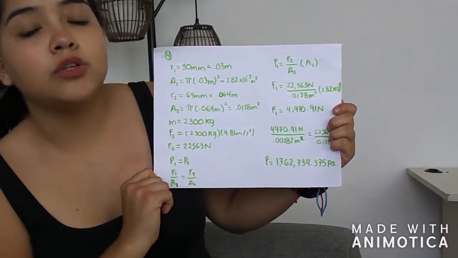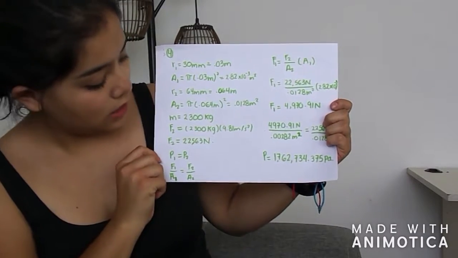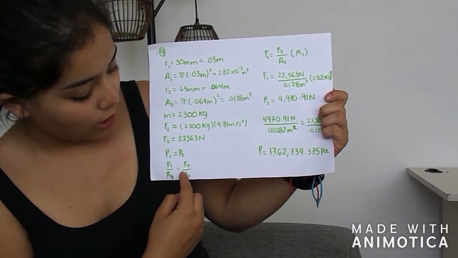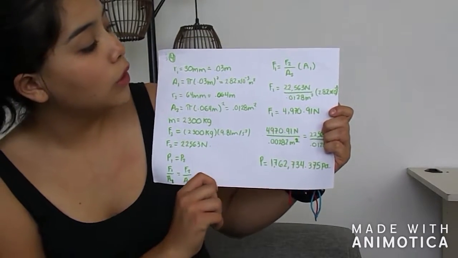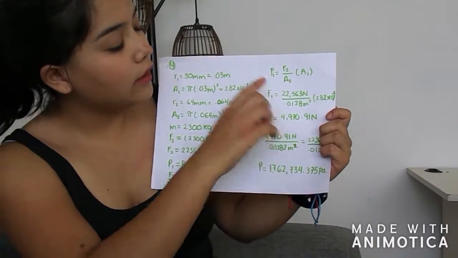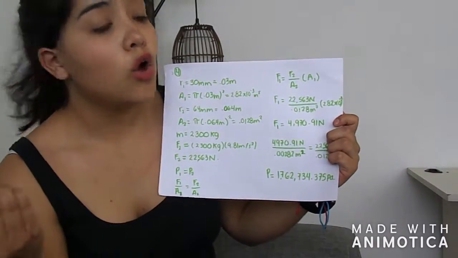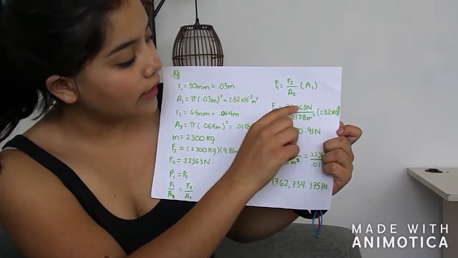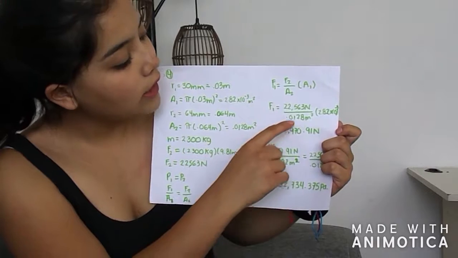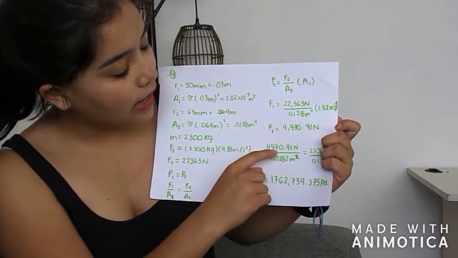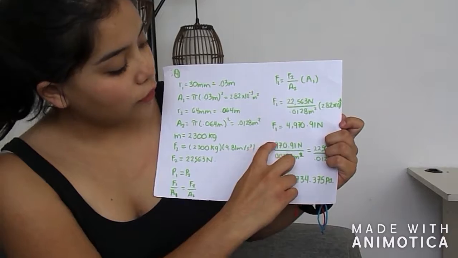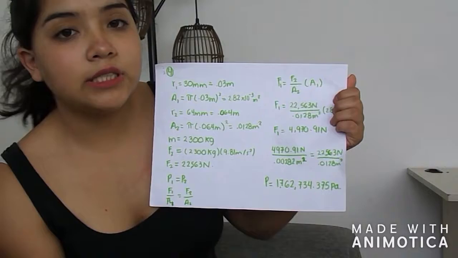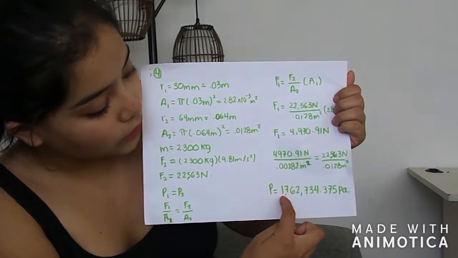Then we need to use the Pascal formula: pressure 1 equals pressure 2, F1 over area 1 equals F2 over area 2. Then we can substitute in order to find force 1, with the values of force 2 and area 1. We substitute our values and we have it, and then we divide force 1 over area 1 and force 2 over area 2, and they will give us the same result of pressure, which is equal to this.